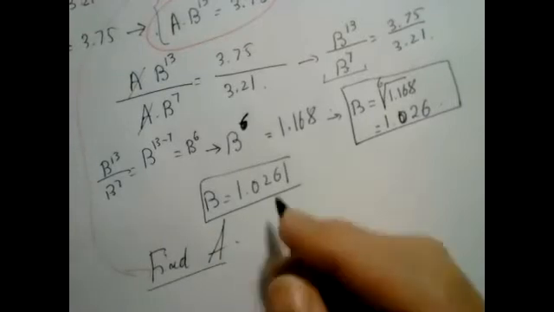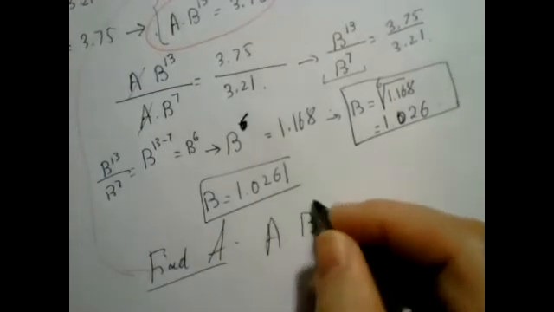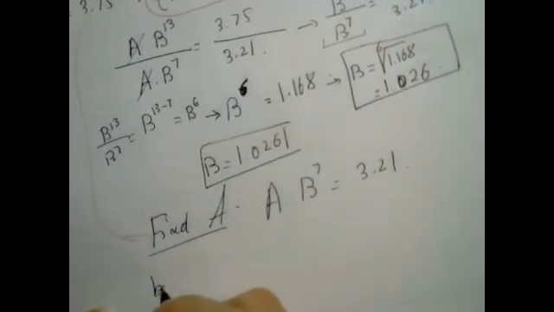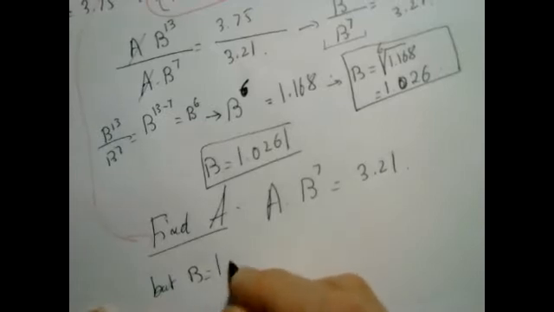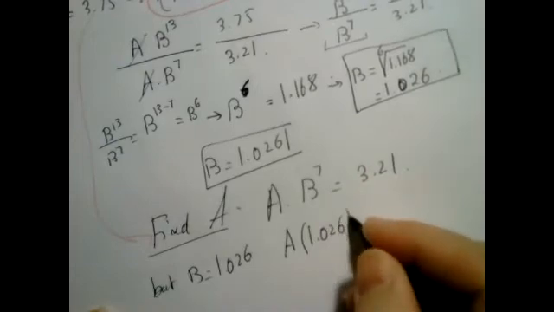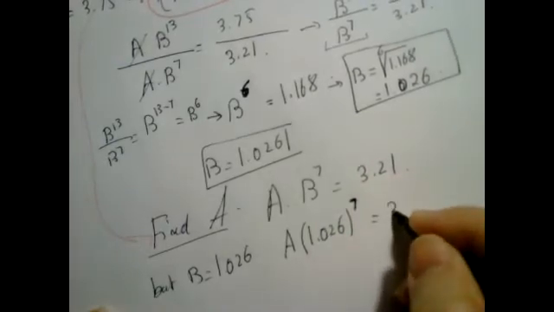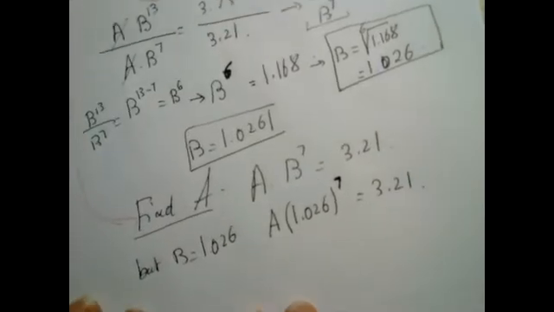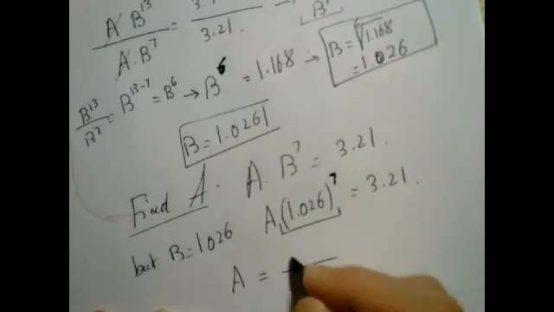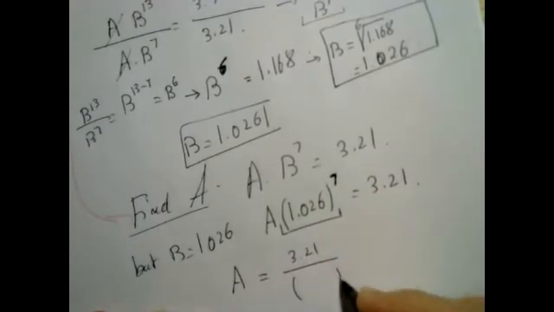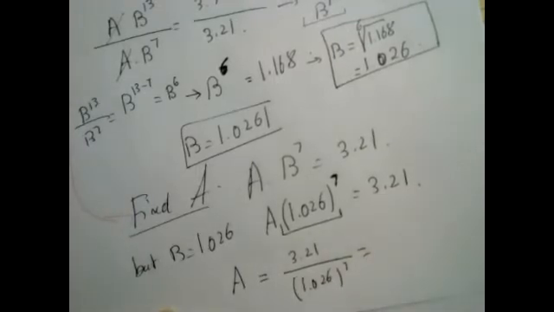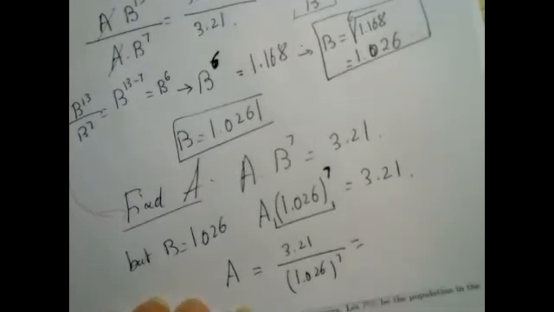So to find A, we know A times B to the 7 equals 3.21. But B is 1.026, so I will have A times 1.026 to the power 7 equal to 3.21. So now I need the A. To find A, I have to divide by this term. And I find my A. And how much do we get? Do the math with me so we can finalize this problem.